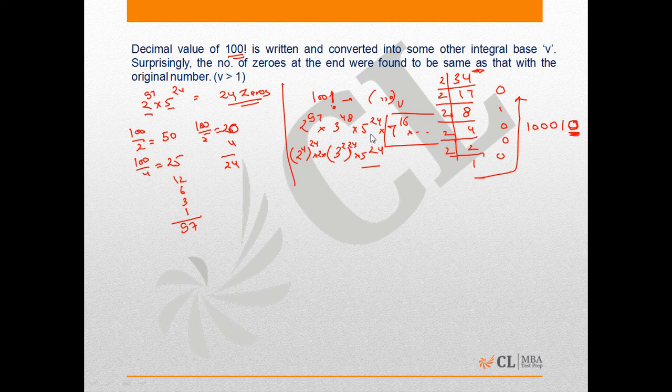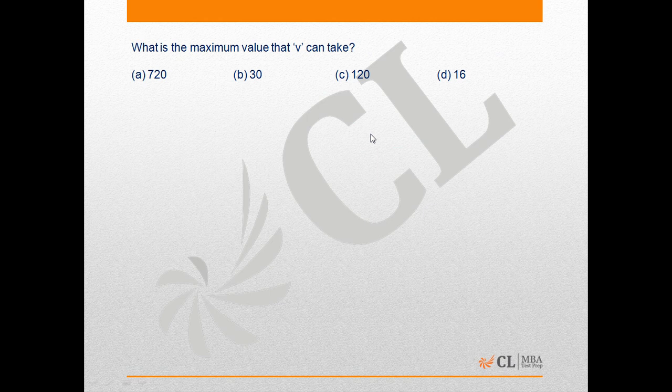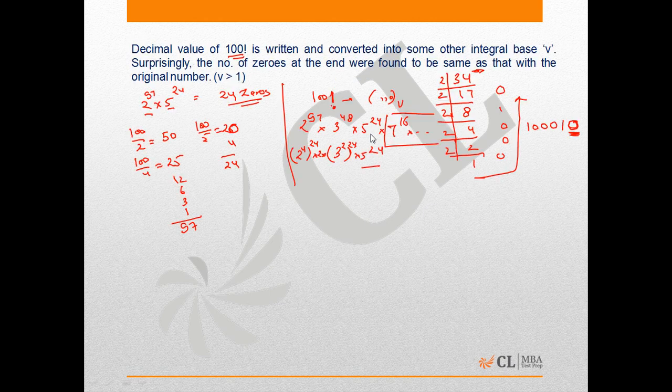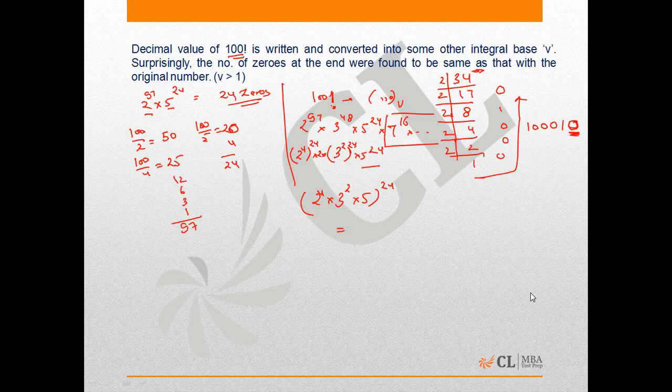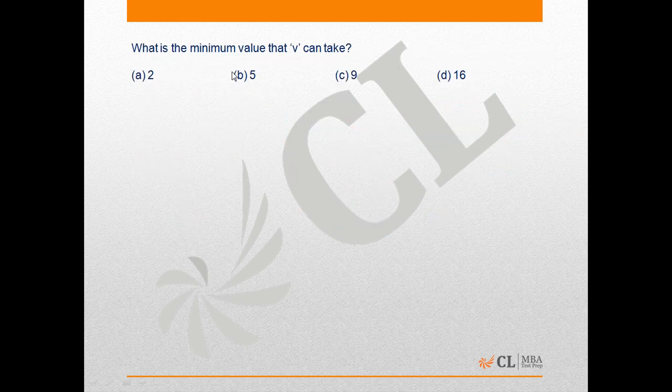Now, what is the first question asking? The maximum value v can take. We can simply say that the maximum value is nothing but 2 to the power 4 into 3 squared into 5, which is nothing but 720. So the answer is option A. The next question is asking for the minimum value of v. This is 16, this is 9, and this is 5. The minimum is nothing but 5. So the maximum is 720 and the minimum is 5, which is option B.